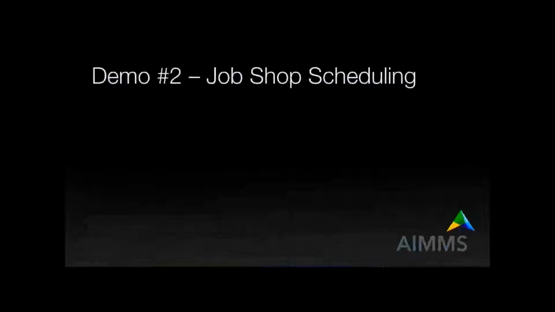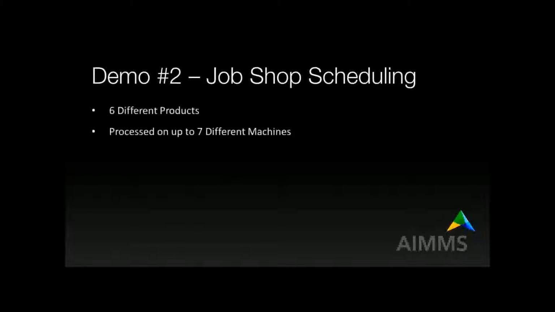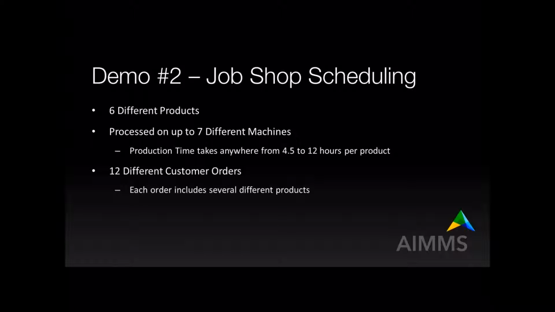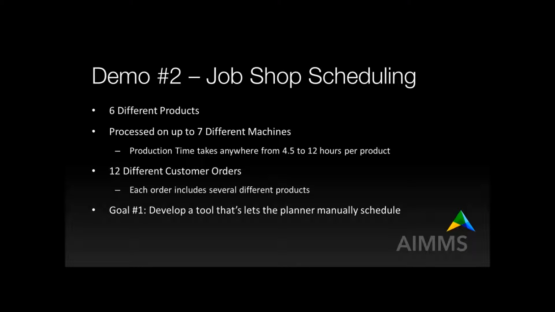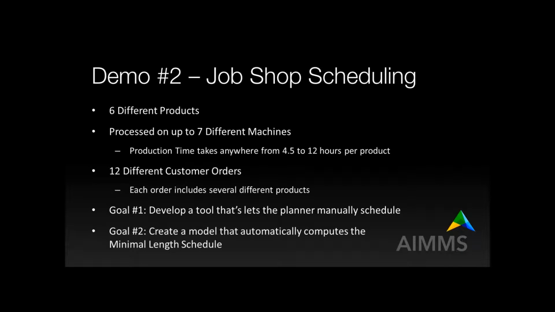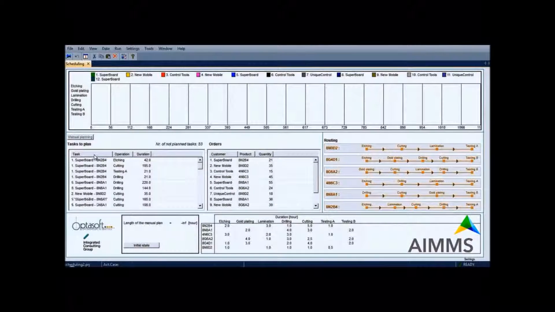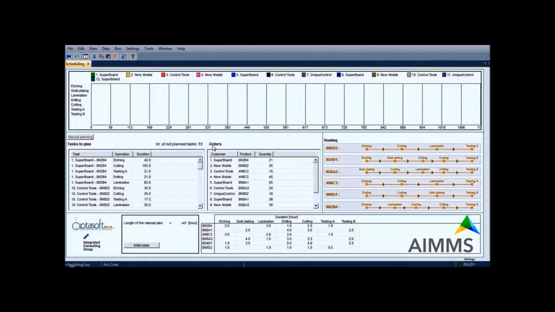So in this more complex job shop scheduling problem, we have a company that manufactures 6 different products. And each of these different products spends a varying amount of time on up to 7 different machines to be processed. These processes include etching, gold plating, lamination, drilling, cutting, and various forms of testing. And each of these products spends some amount of time on some or all of these processes before they're complete.